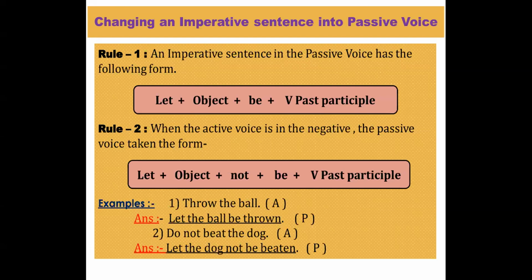Do not beat the dog. Again, a sentence in the active voice. Now this sentence is negative. Do not beat the dog. How will it change in the passive voice? Let the dog not be beaten. Again, let plus object, that is the dog, plus not plus be plus verb past participle, which is beaten. So the sentence becomes: let the dog not be beaten. This is the second rule.